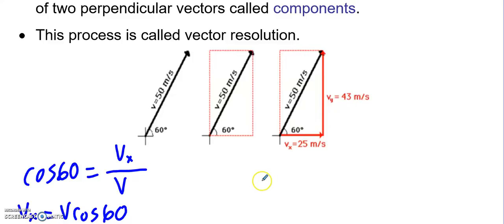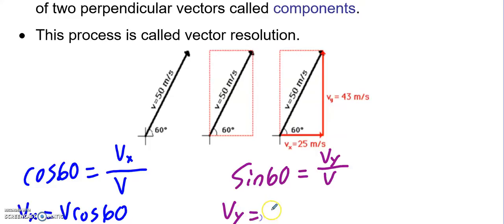I also know that the sine of 60 is going to equal opposite over hypotenuse. So that will be v sub y over v, or v sub y equals v sine of 60. And that's how I end up with my 43. So what we did there, and this is what we're going to get to on these next couple examples, is we took a vector and we split it up into its horizontal and vertical components.